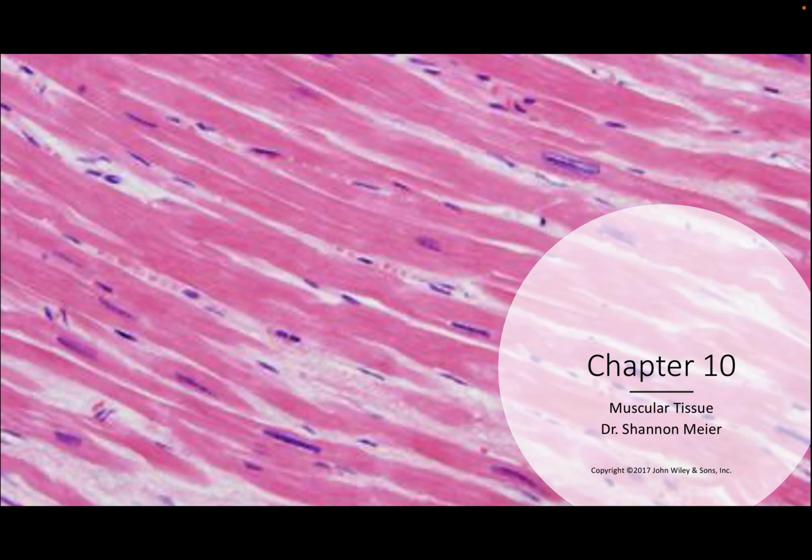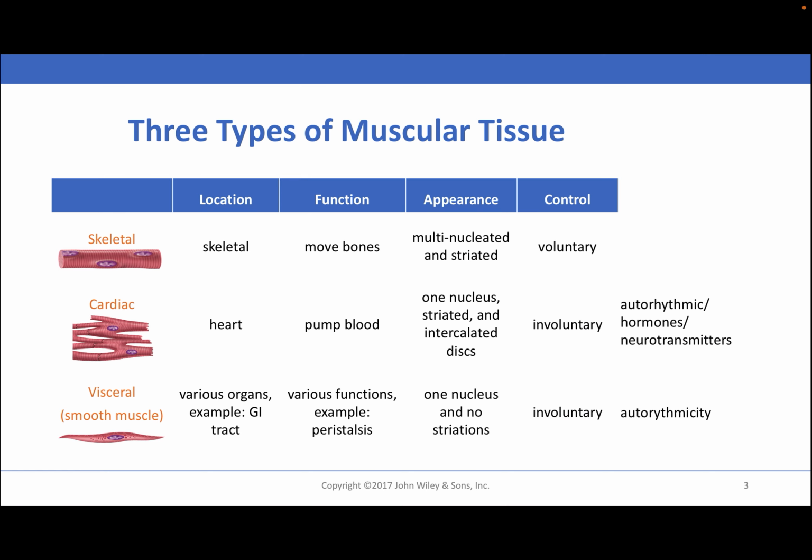So today we're going to be looking at chapter 10, the muscle tissue. So there are three main types of muscle tissue. We've got skeletal, cardiac, and visceral or smooth muscle. This is also called smooth muscle. So looking at kind of comparing and contrasting what we see with these muscles.